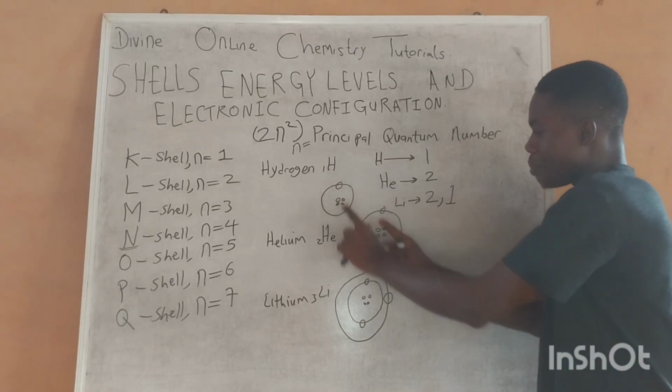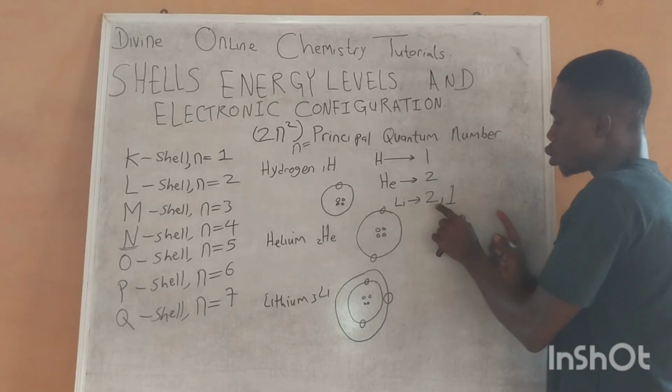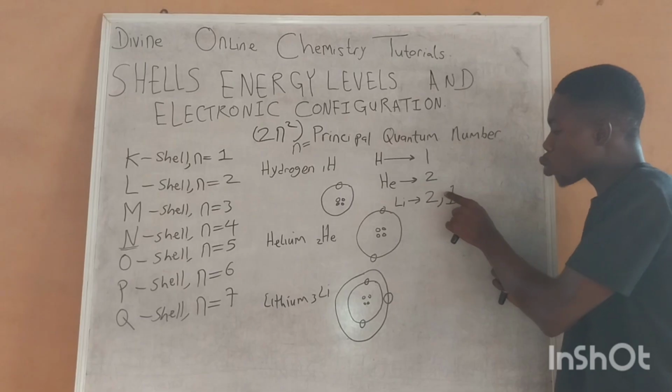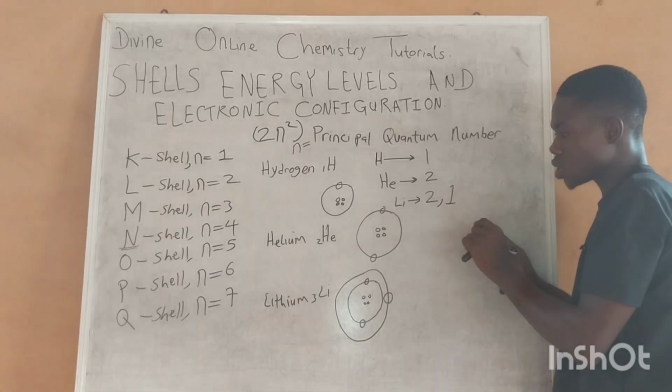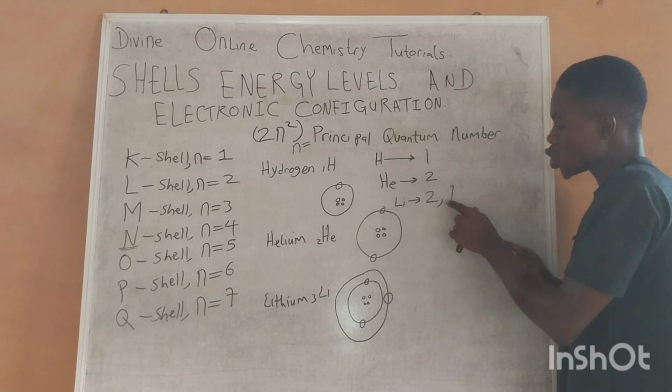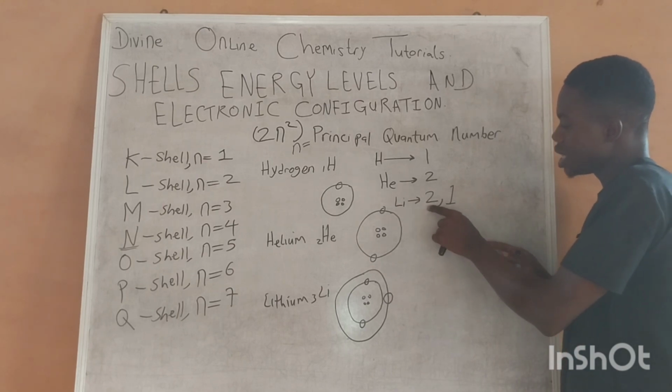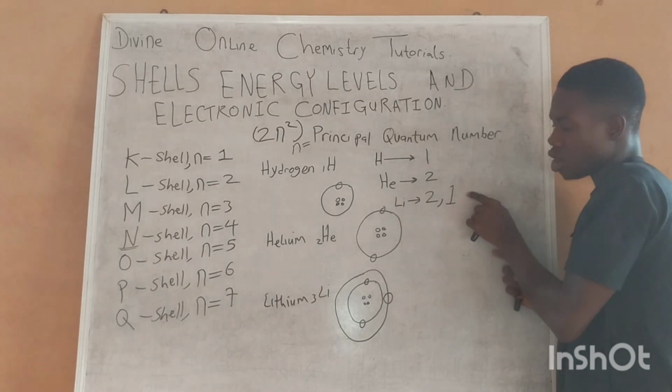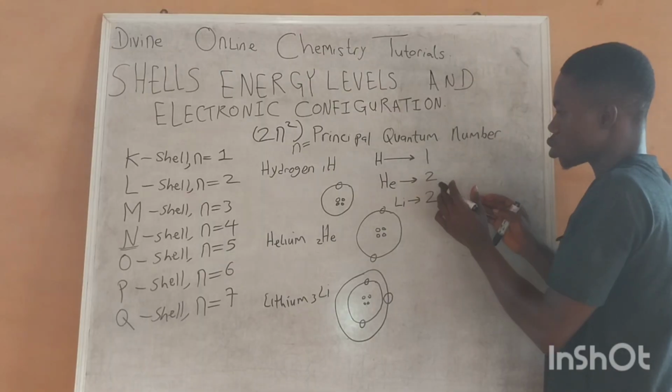So this is another way you get to represent it. If you don't want to use the diagram method, you can also use this method. 2, 1. You must always put a comma to separate the electrons from each other. Because if there's no comma here, I will assume that this is 21. So once you put a comma, it means that there's 2 here, then 1 here. So this is another way you get to represent it.